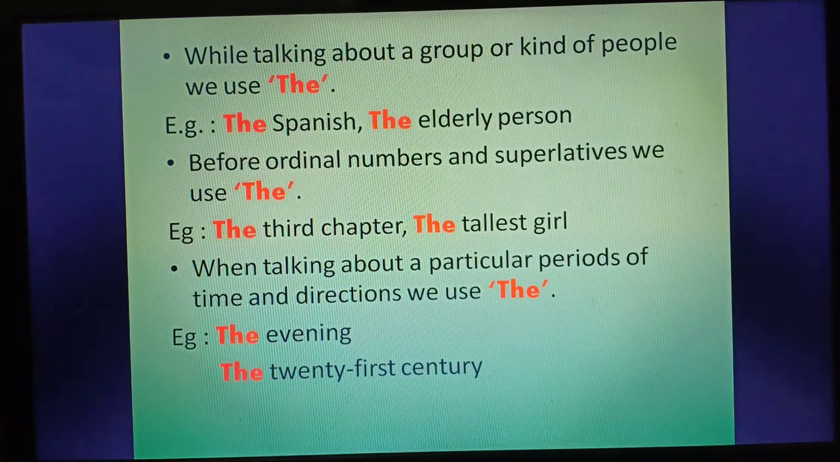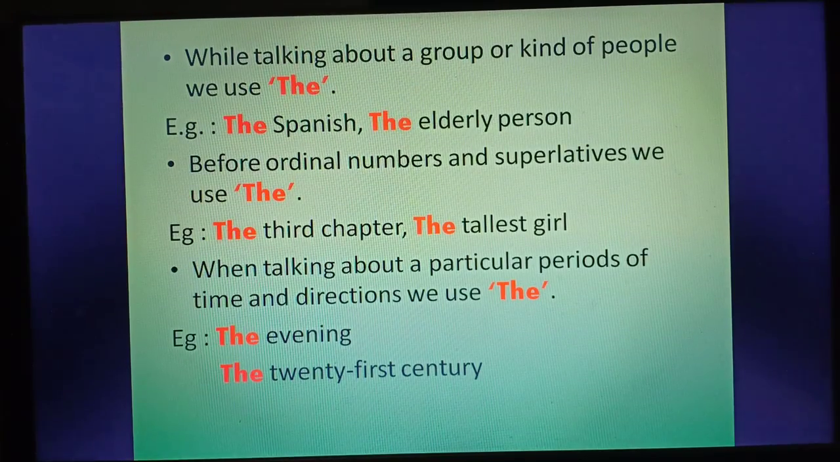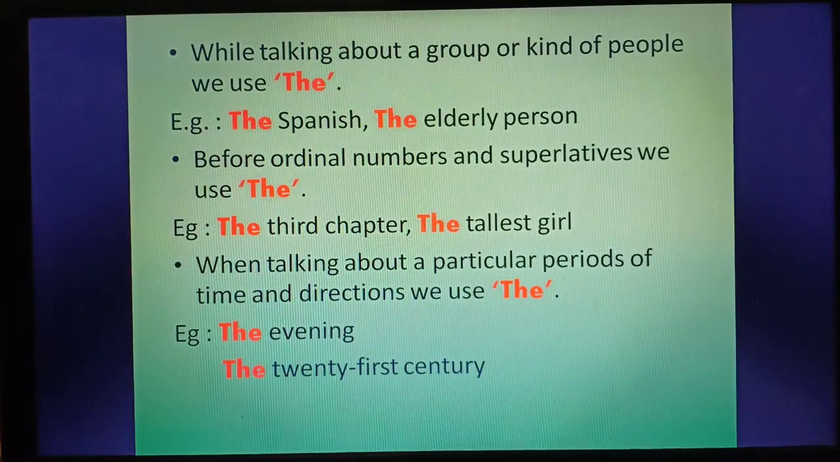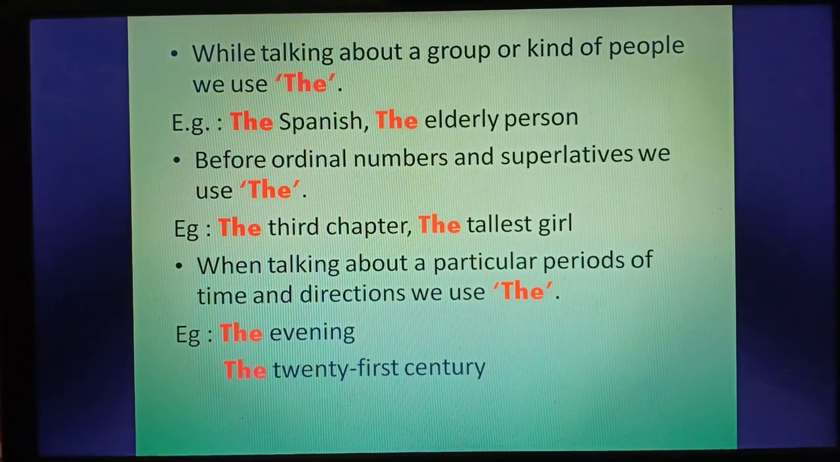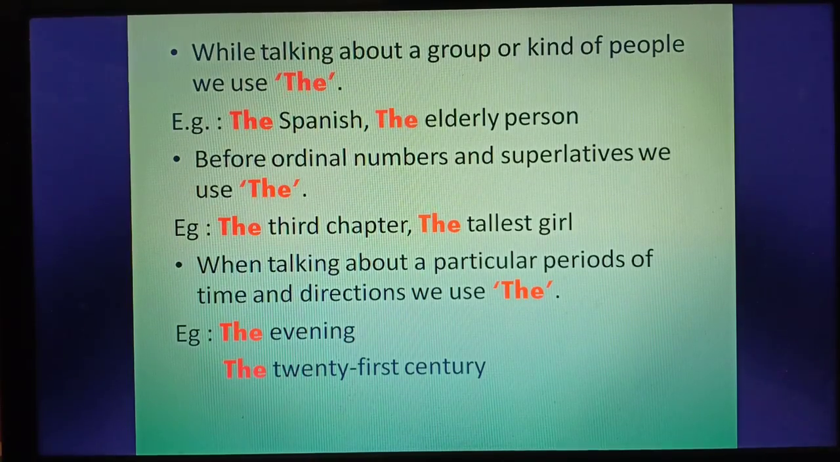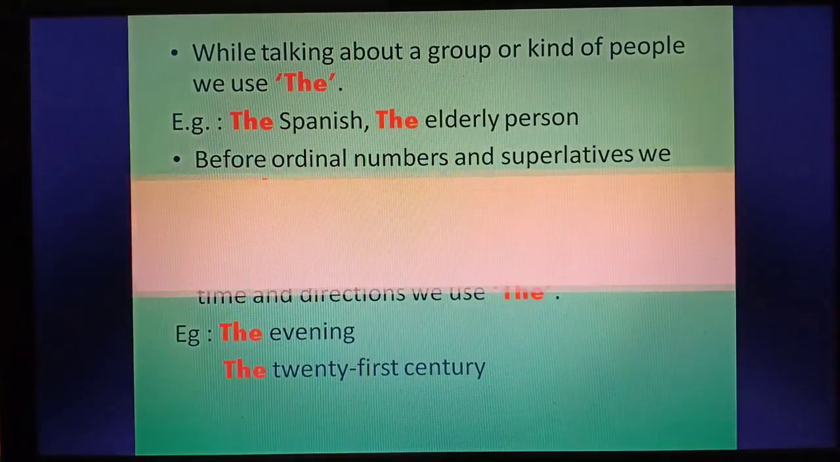When talking about particular periods of time and directions, we use the. The evening, the 21st century. So children, that's all about articles. Now, we'll do some exercises related to the chapter. Please note it down in your exercise copies.